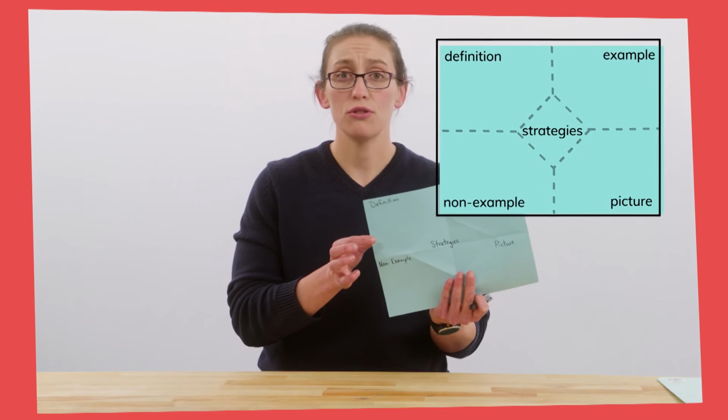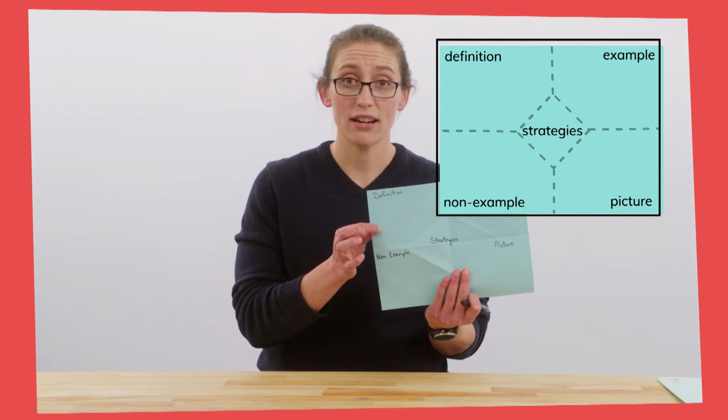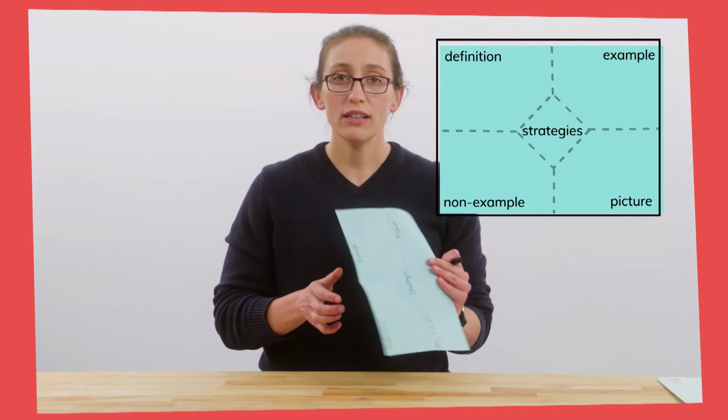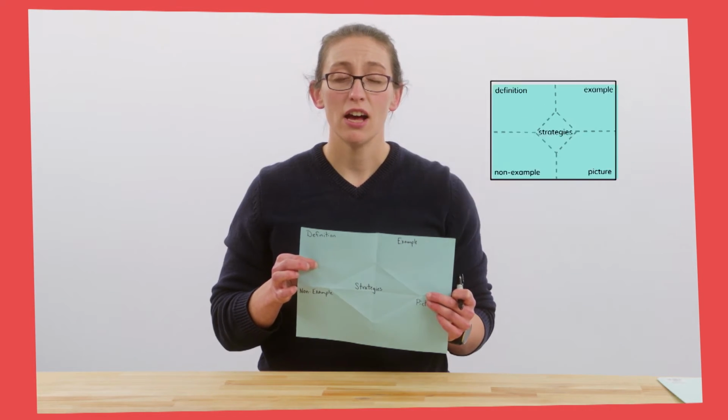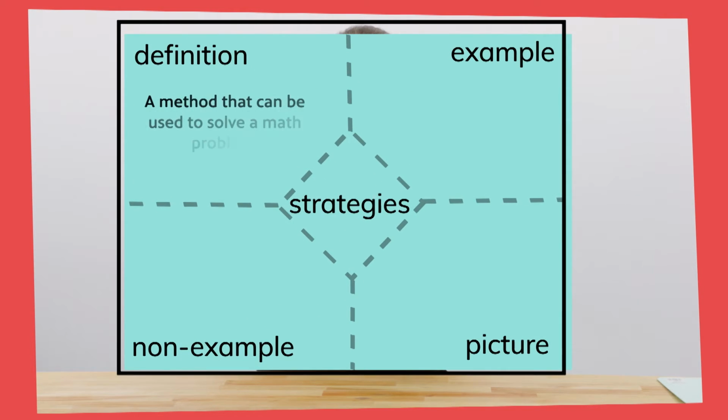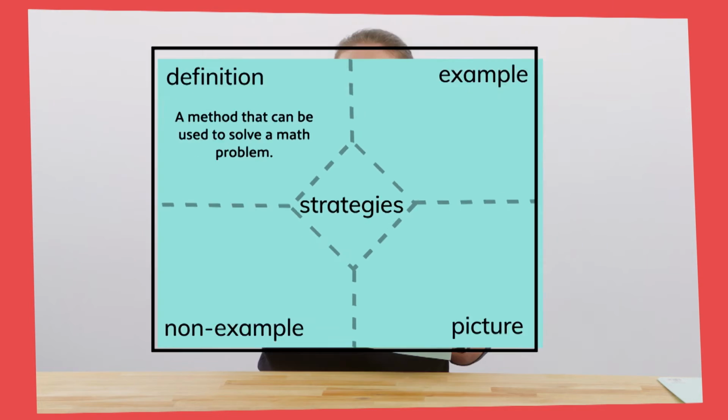Now, we're going to define the word strategy together. So let's write the definition in our upper left rectangle. A strategy is a method that can be used to solve a math problem. So if I want to solve a problem involving addition and subtraction, I could use estimation, friendly numbers, or other strategies to help me think through the problem. I'm going to give you some time to write the definition in your Frere Model.